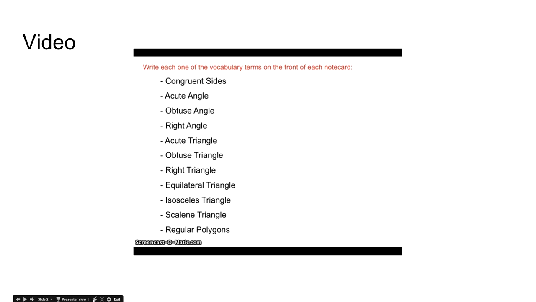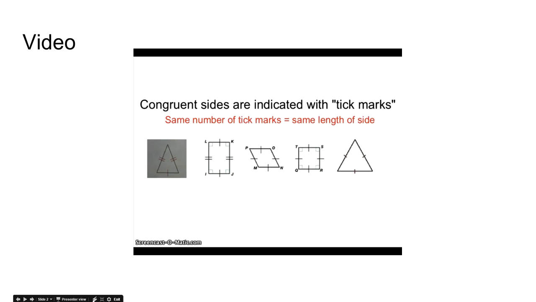Here are the titles of those 11 note cards: congruent sides, acute angle, obtuse angle, right angle, acute triangle, obtuse triangle, right triangle, equilateral triangle, isosceles triangle, scalene triangle, and a regular polygon. The first note card that you need is congruent sides.